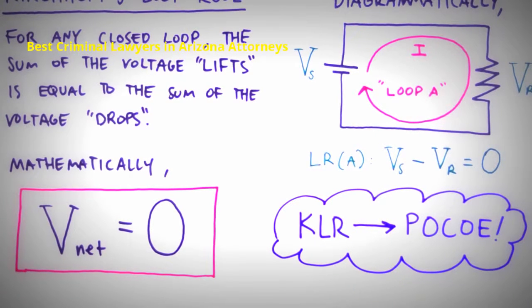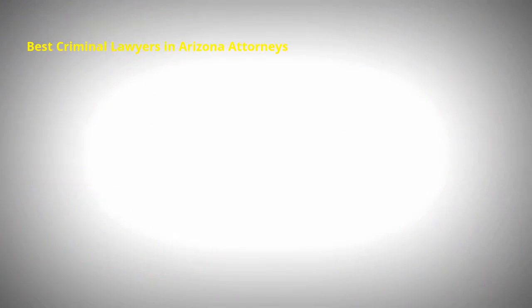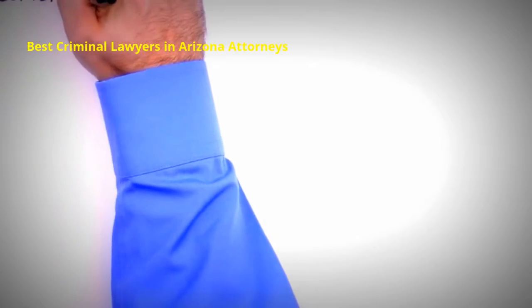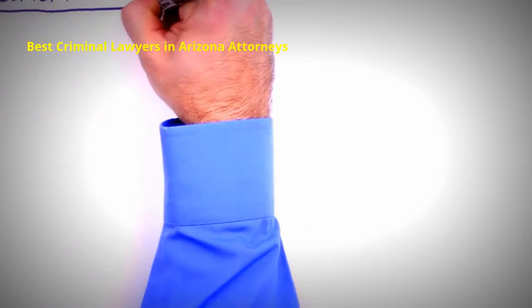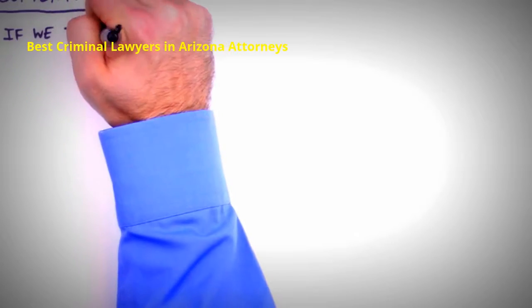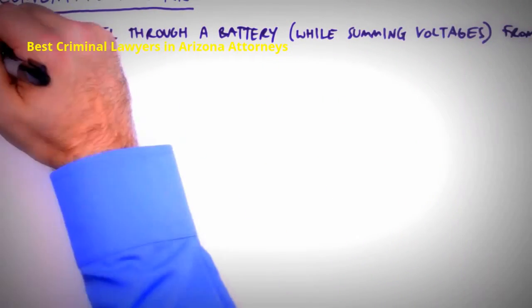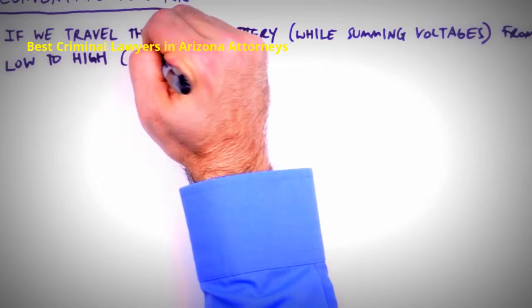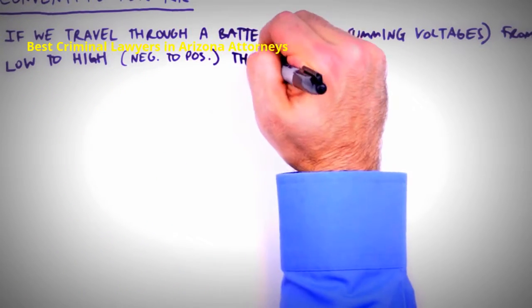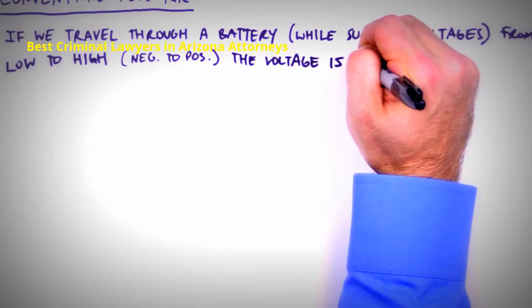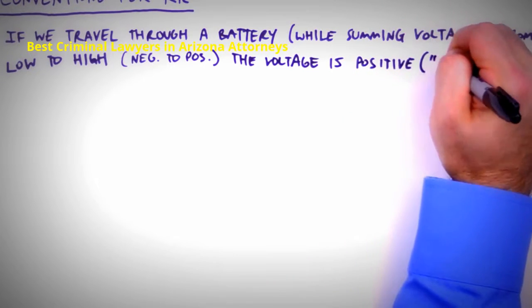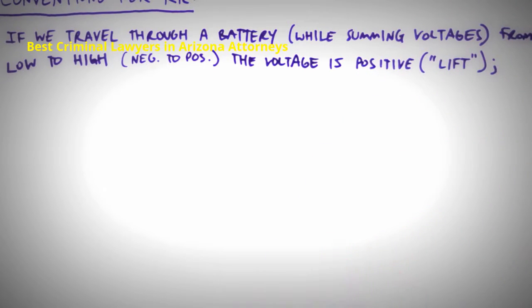Okay, now let's discuss the conventions associated with Kirchhoff's rules. The first two conventions relate to the loop rule in identifying voltage lifts and drops. If we're moving around a loop, we travel through a battery, or some voltage source, and we go from low to high, which is to say going from a negative charge to a positive charge, then the voltage of the battery is treated as a positive voltage, which we'll call a voltage lift because of the increase in electrical potential.